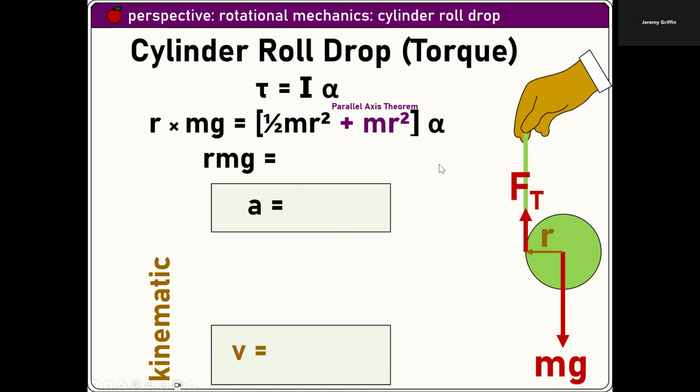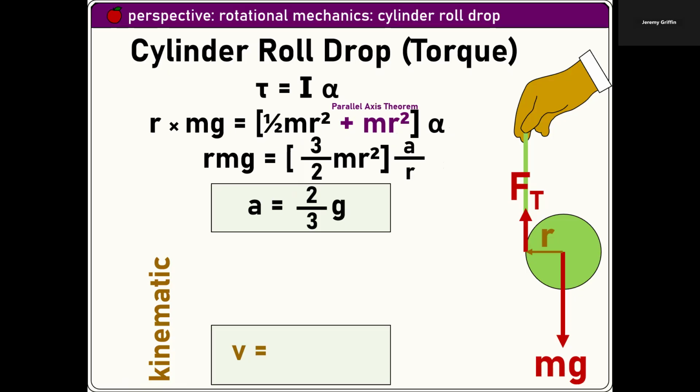And so then I can clean this up like this. And I can solve for the linear acceleration of that sphere, which, for this particular scenario, always ends up being 2/3 of the gravity field of the planet. 2/3 of the gravity field of the planet.